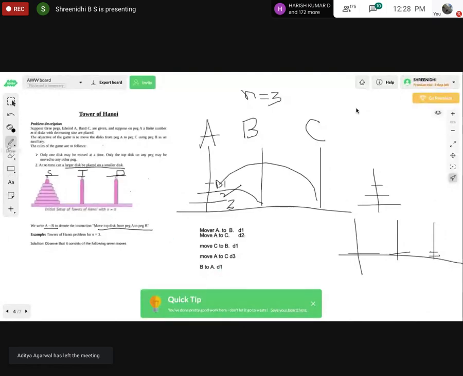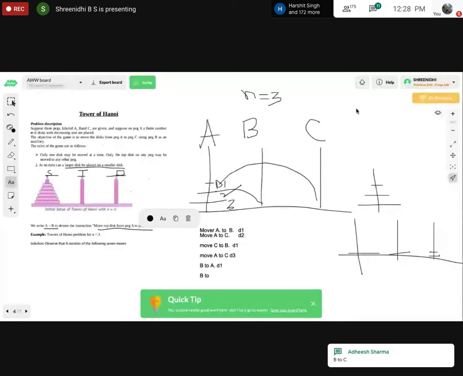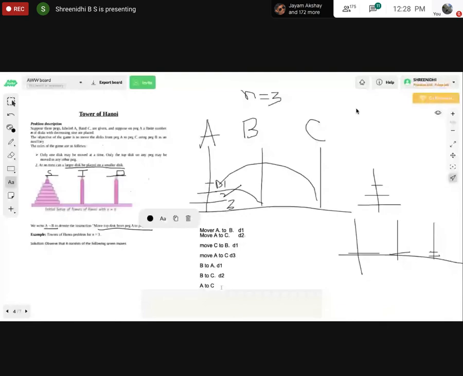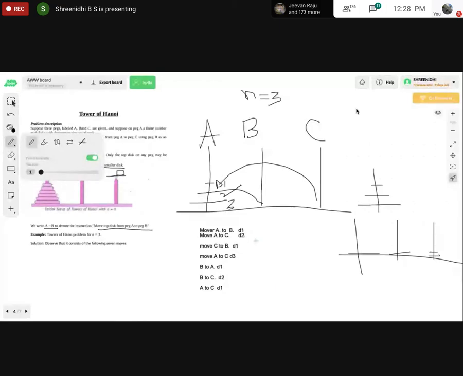After this, your disk 1 will be from B to A. So now again, what will be the final disk? So disk 3 from A to C. Now I'll be shifting B to C, disk 2. B to C, disk 2. Now where's your disk 1? Next from A to C, disk 1. This is my final conclusion. Understood? Here I'll show.